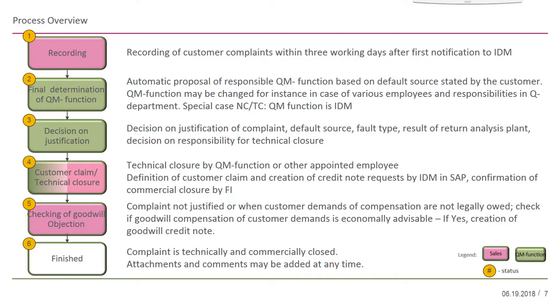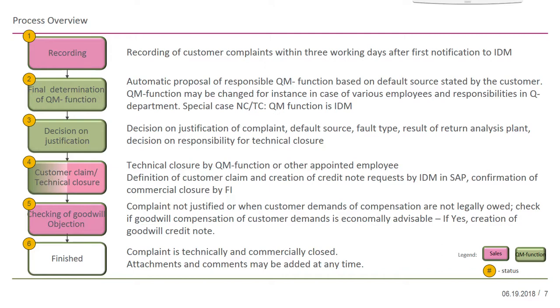Now this is just the QM function that has been automatically assigned by the system based on the material, determining whether or not they are the correct person to make the justification decision of the complaint. If they are not the correct person, the QM function will have the opportunity to assign a new QM function who is better suited to make the justification decision based on knowledge of the material and the magnitude of the complaint. Now there is the special case for the QM function, which is in a non-complaint and a terms complaint, in which the QM function is the IDM.